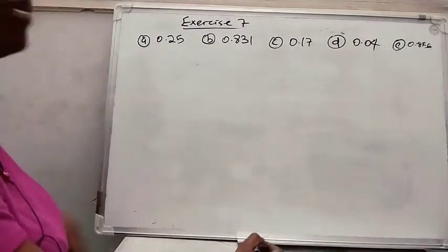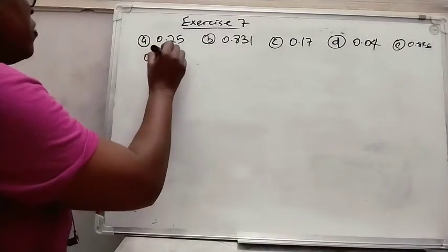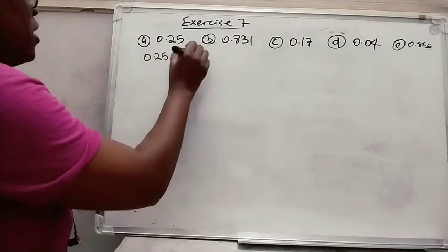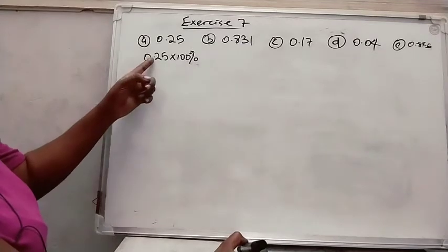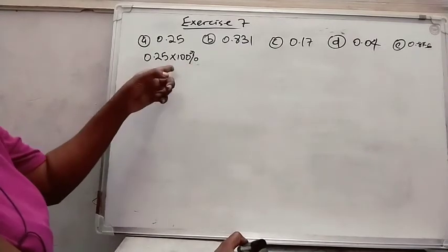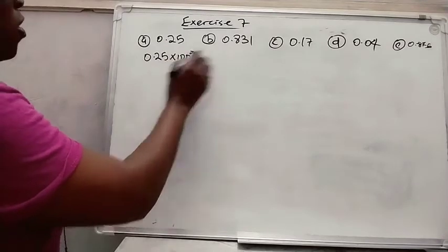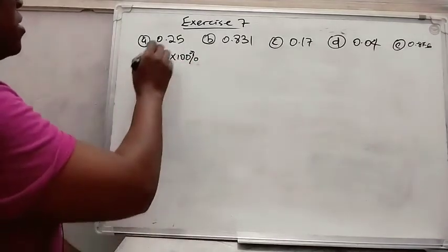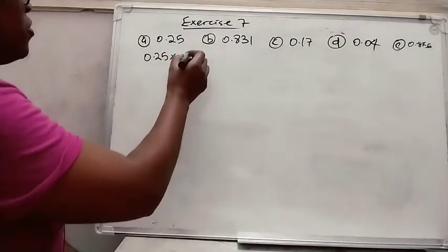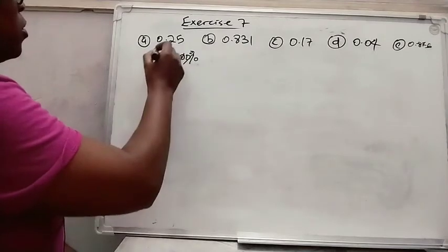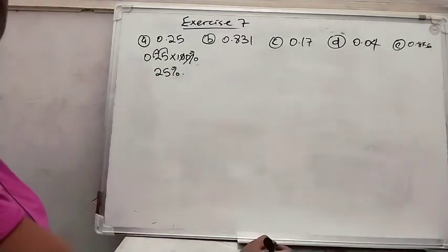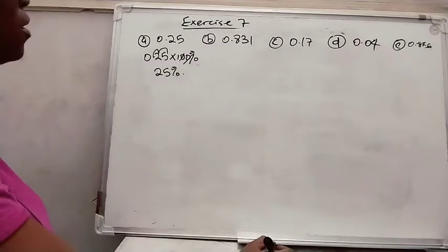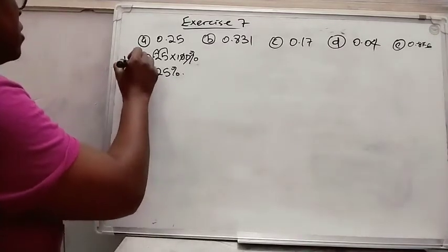Okay, so we're converting these to percentages. So we say 0.25 times 100%. So you have 2 zeros. So we're going to count this decimal backwards to knock off these 2 zeros. We have 2 zeros, 1, 2, giving us 25%. This is the first method.